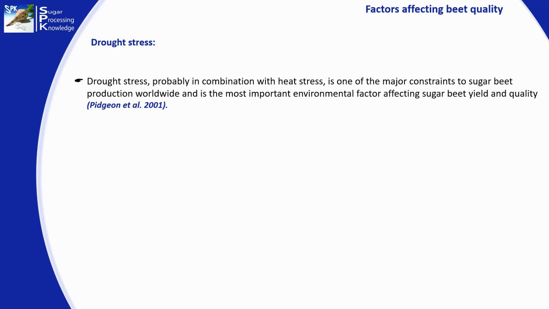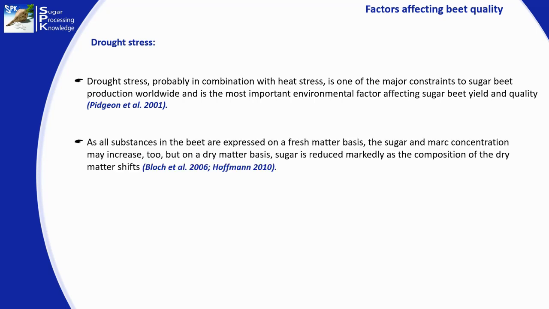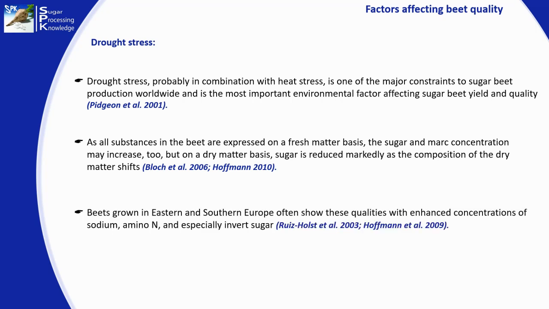As all substances in the beet are expressed on a fresh matter basis, the sugar and marc concentration may increase too, but on a dry matter basis, sugar is reduced markedly as the composition of the dry matter shifts. Beets grown in Eastern and Southern Europe often show these qualities with enhanced concentrations of sodium, amino N, and especially invert sugar.